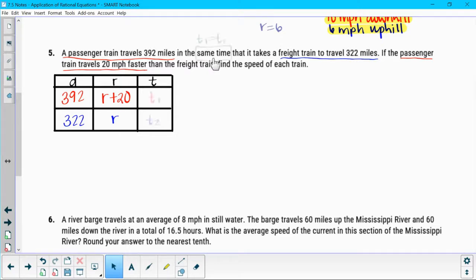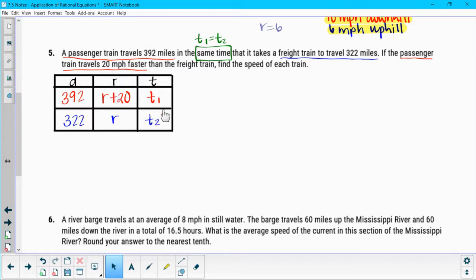So again, we know that it's the same time. T1 is going to be equal to T2. I do want to say that if you were to write your rates for problem 4 or problem 5 and have the rate that's going slower written as r minus 20, and then this would be r, that is also the same thing, and it is okay. We will get the same result as long as you are doing your algebra correctly.